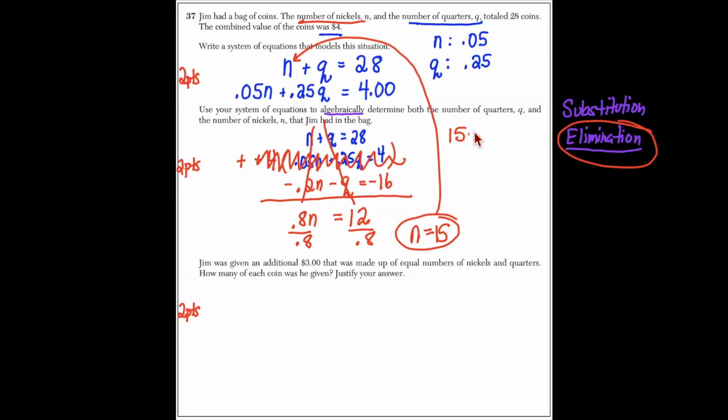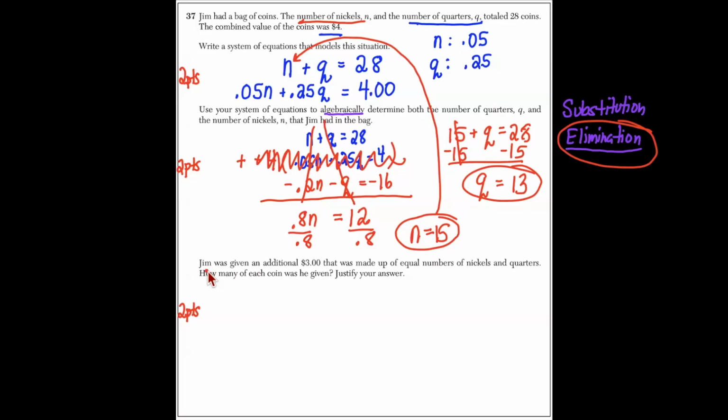I know 15 plus q equals 28. At this point, you can probably solve this. You might already visually know what the answer is, okay? But it's important to know our algebraic steps, okay? I subtract 15 from both sides. I'm going to get q is equal to 28 minus 15, which is going to give me 13. Okay, so I know now that he has 15 nickels and 13 quarters. Okay, this next question is done.